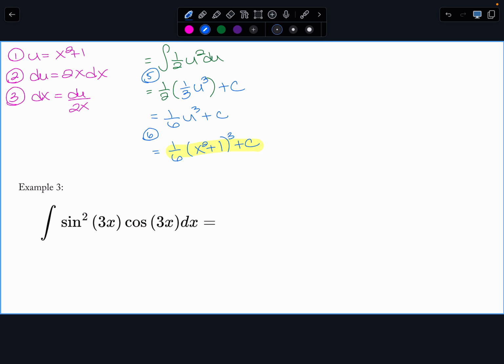Okay, so sometimes your inside function is masked a little bit, and sometimes it looks like you have a double inside function, which in this case you kind of do. But for the most part, when you have a double inside function, you don't have to do the u substitution twice, because you'll eventually cancel everything out. That's going to be an issue.